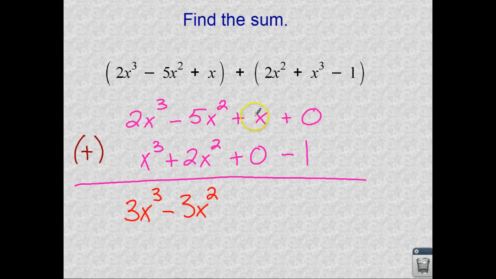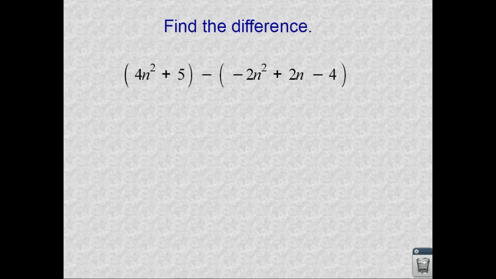I have 1x plus nothing, or 0, still gives me 1x. And then I have 0 plus negative 1, and that would still leave me with a negative 1. That is the final answer. We have combined all of our like terms, and we have found the sum of these two trinomials.